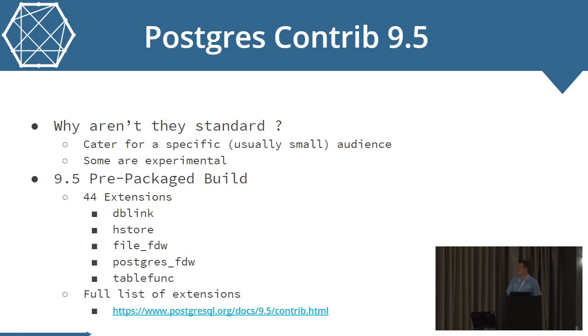It's purely some of the extensions, and there you can see a whole list of extensions that come together with 9.5. There's a list of 44 extensions. I think 9.6 has 46 or 47 extensions, and they go on and on. As you can see at the bottom, the full list is the 9.5 contrib module, and that's actually the main resource of my talk.